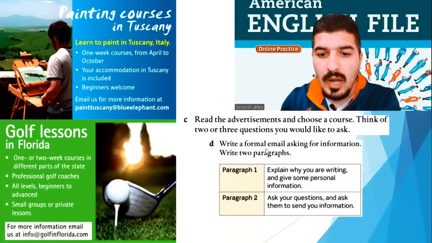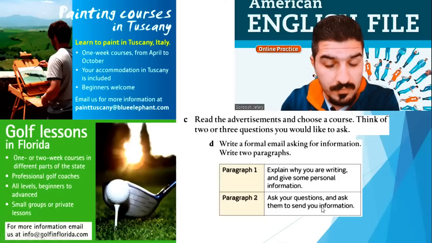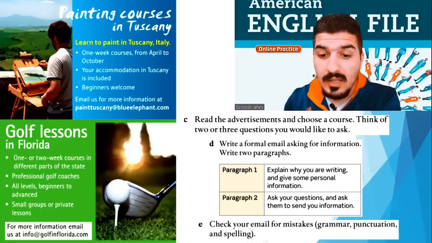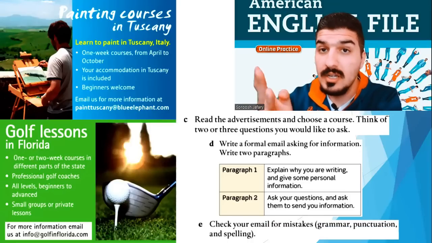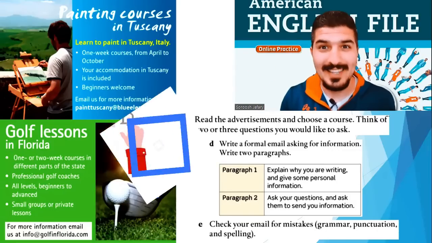Now, write a formal email asking for information. Write 2 paragraphs. Paragraph 1, explain why you are writing and give some personal information. Paragraph 2, ask your questions and ask them to send you information. And after you write your email, check your email for mistakes, either grammar, punctuation, spelling. Now you know how to write a formal email.